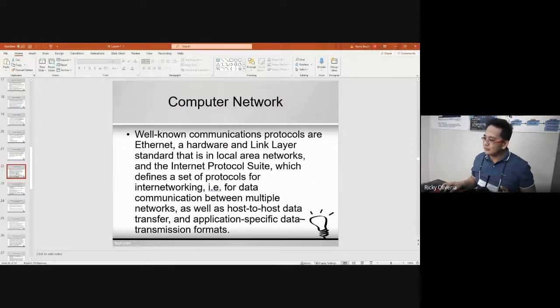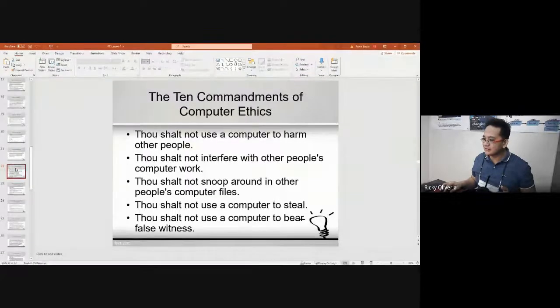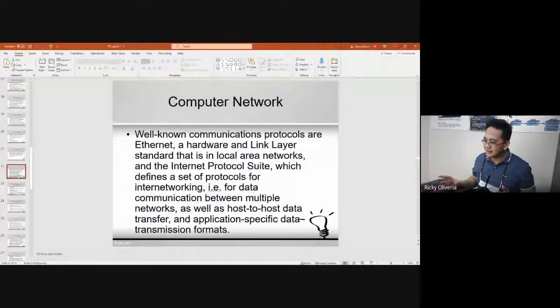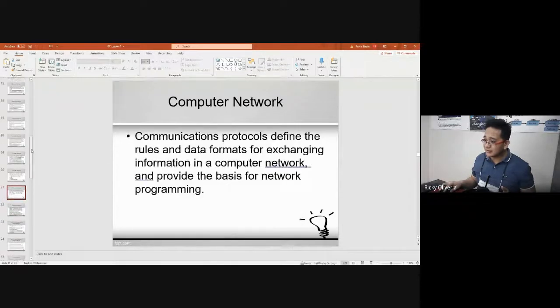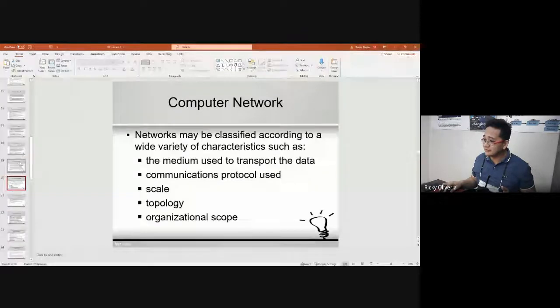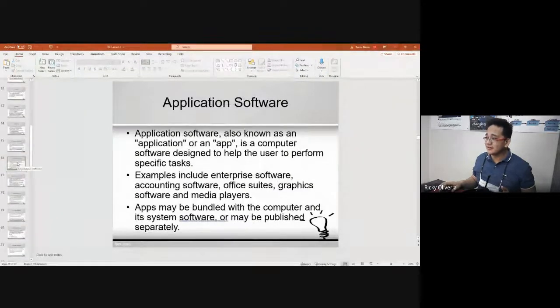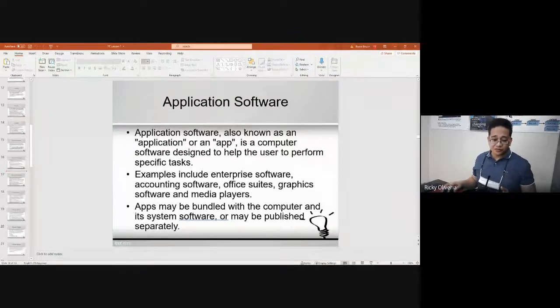Okay, so hindi ko muna i-discuss tong 10 commandments kasi another day natin i-discuss. Okay? So hanggang computer networks muna tayo. Okay, so ang ginawa natin is diniscuss natin yung elements of computing, such as application software, hardware, and yung system software, and then the communication software or yung internet protocols. Okay? So far, yun muna i-discuss natin.